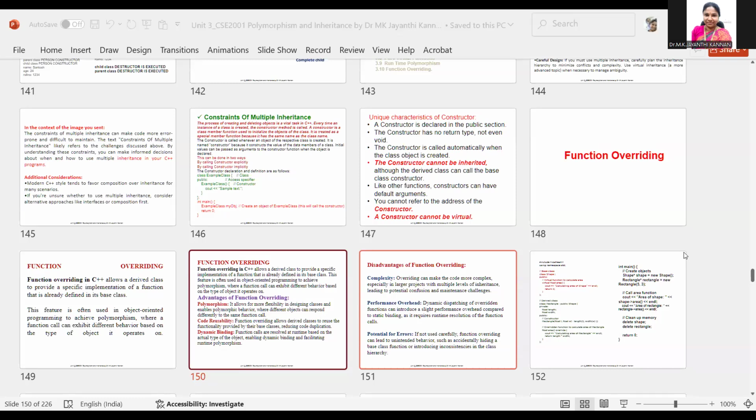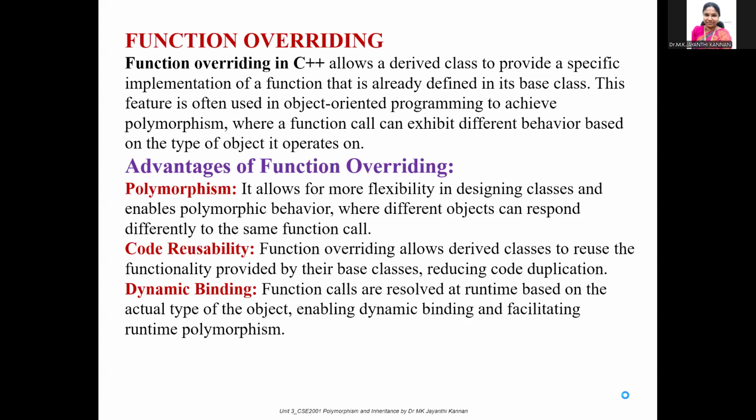So we were discussing function overriding. The advantages of using function overriding are polymorphism and code reusability. Function overriding allows the derived classes to reuse the functionality provided by their base class, reducing code duplication.